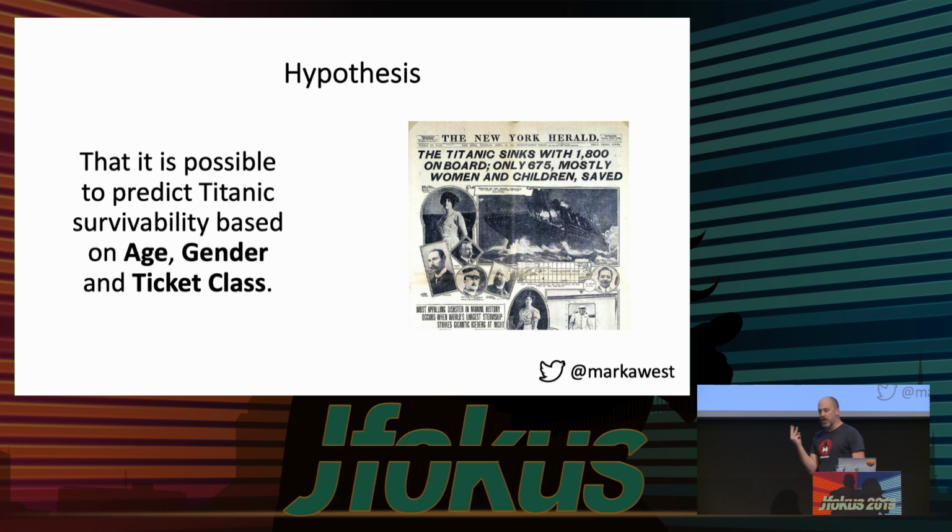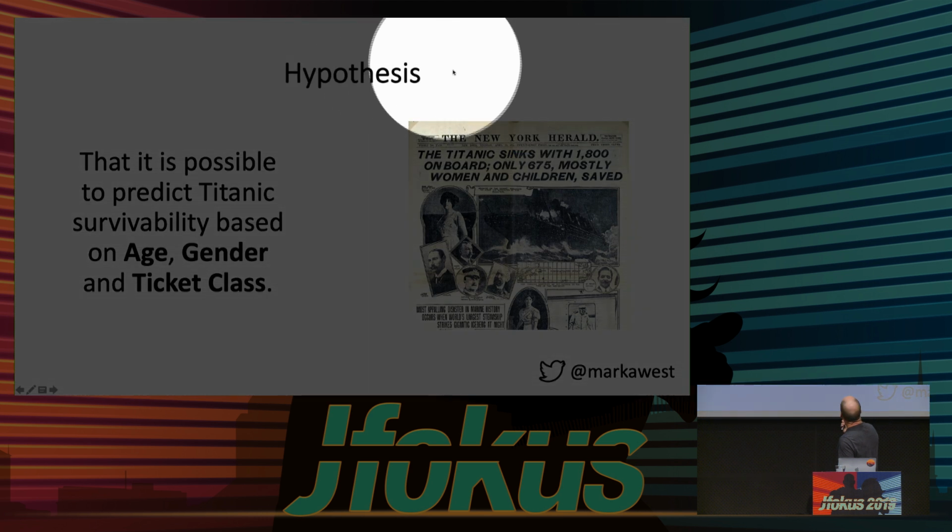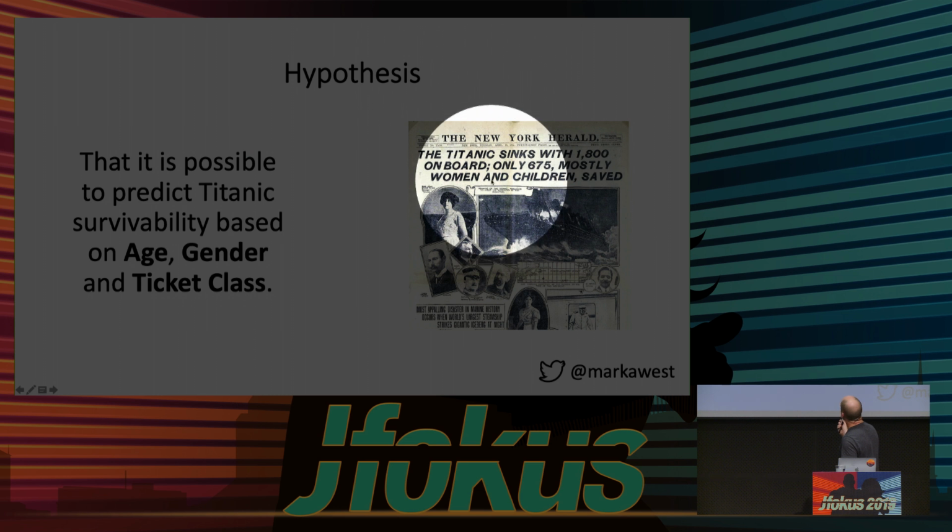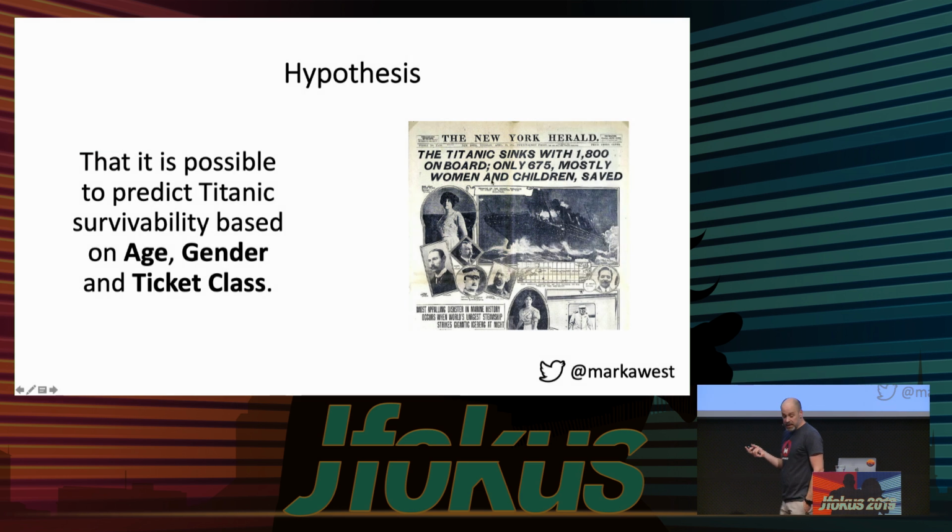And the reasoning for my hypothesis: age and gender is like women and children first. That was a big thing. The third thing, ticket class, is based on me watching Titanic and seeing that Leonardo DiCaprio, who was in third class, drowned, and Kate Winslet, who was in first class, survived.